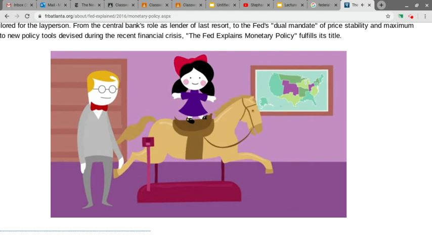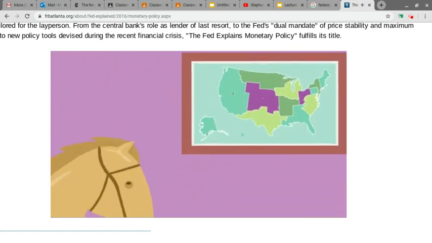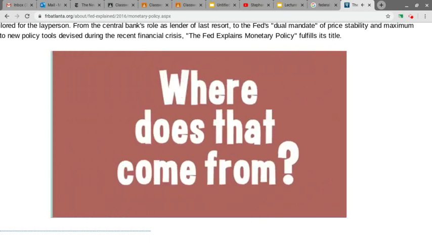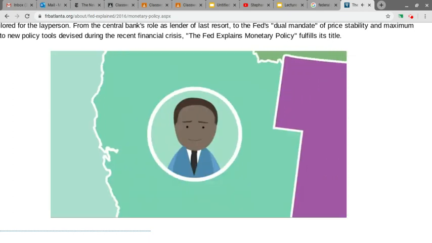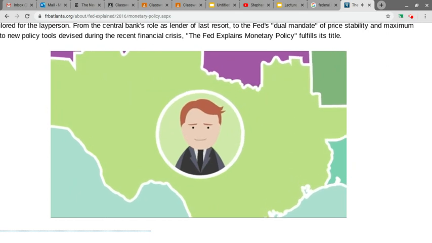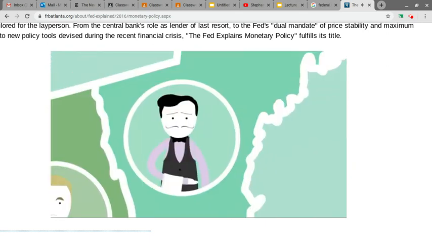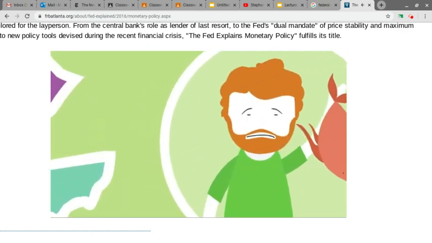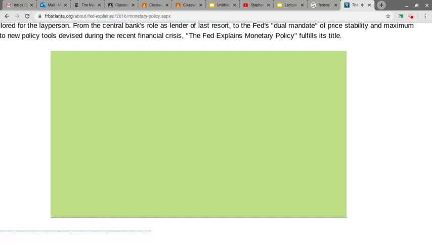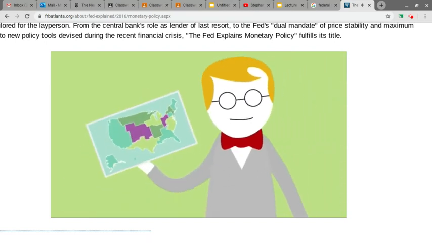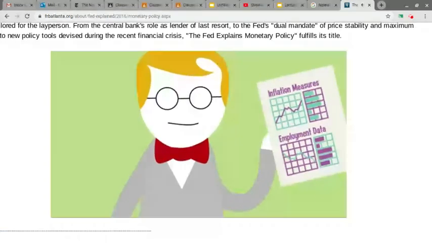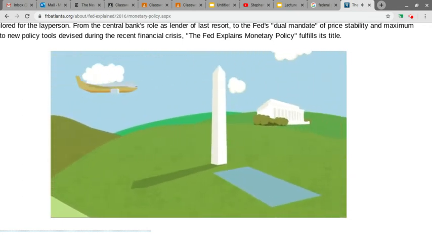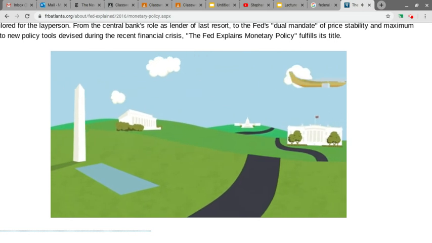To create a monetary policy that will work best for the entire nation, the Fed needs a lot of grassroots information. Where does it come from? From farmers, and real estate agents, and car dealers, and factory owners. All over America, different kinds of Main Street people share what's going on in their own businesses with their region's Federal Reserve Bank. The reserve banks gather this information and combine it with economic statistics like inflation measures and employment data. Then, from all over the country, that information heads to Washington, D.C.